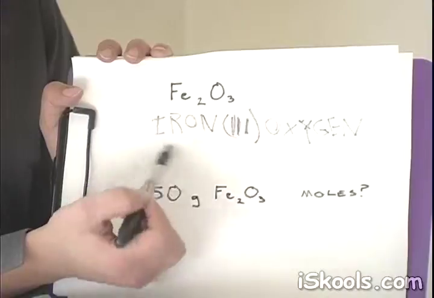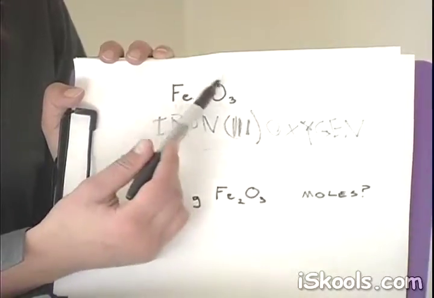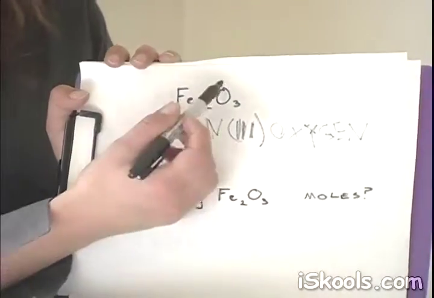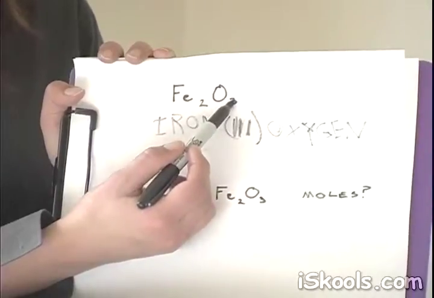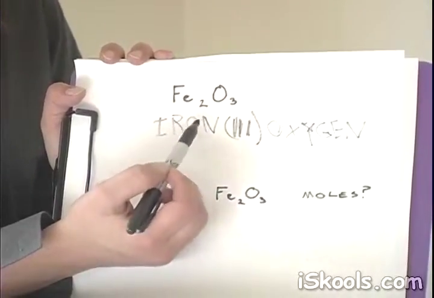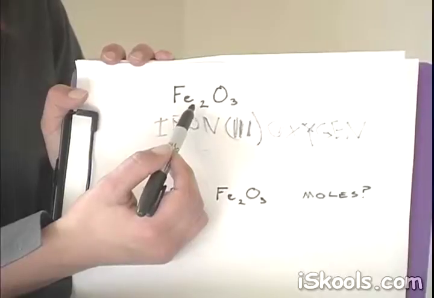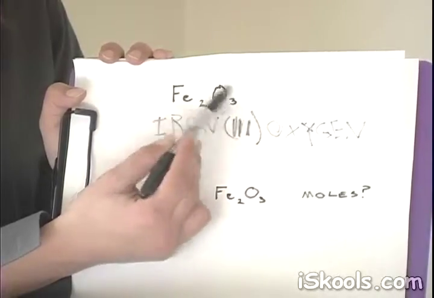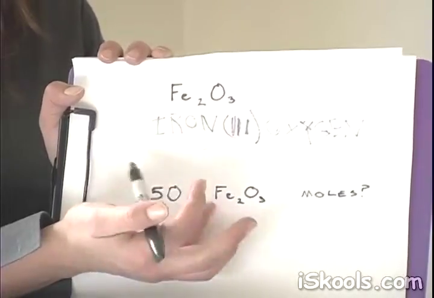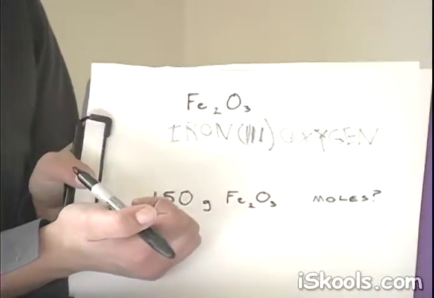This is the variety that has the +3 charge, whereas the oxygen has a -2 charge. So negative 2 times 3 is negative 6. Positive 3 times 2 is positive 6. And that's why this is a balanced compound, because the positive charge is balancing out the negative charge.